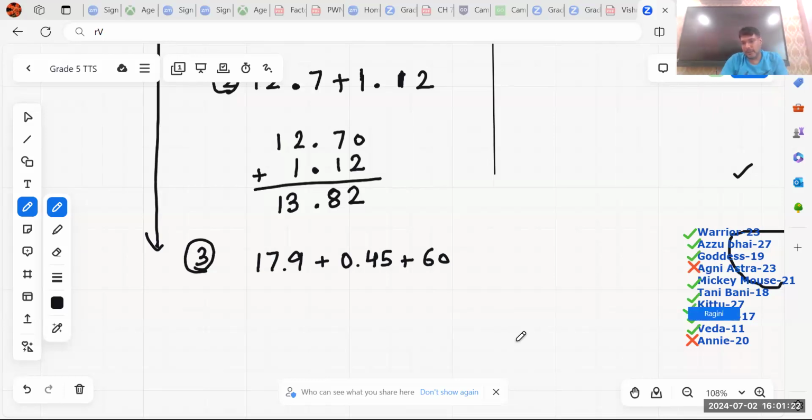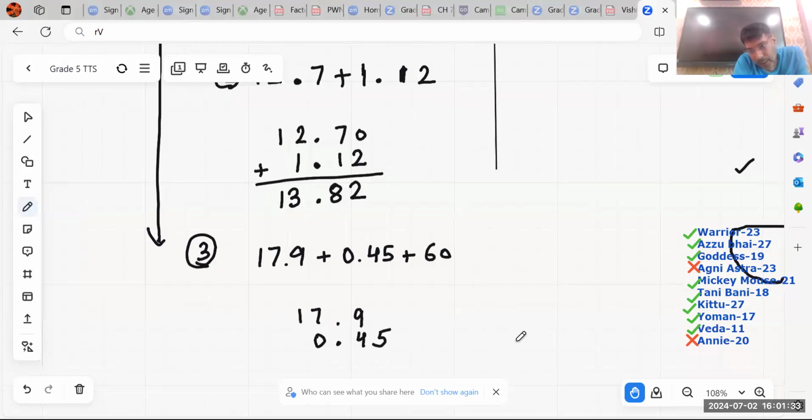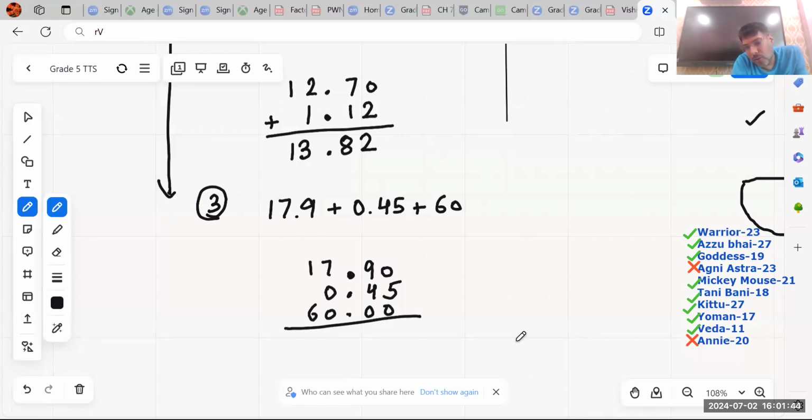All right. So look here. I will write 17.9, 0.45, and 60.00. So decimal place should come below the decimal place. This I will make like, because there are two digits. So I will add, I will get 5, 3, 8, 7. So it will be 78.35.